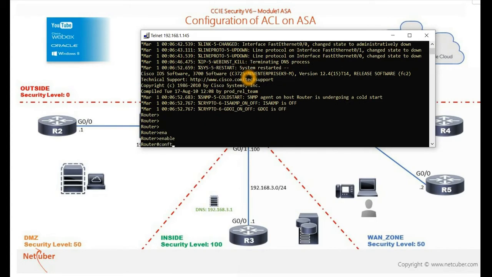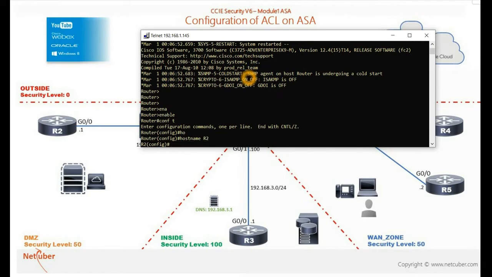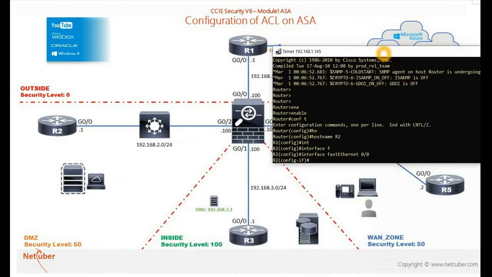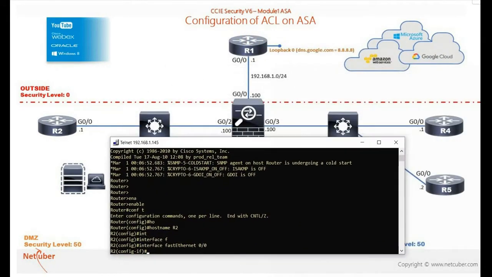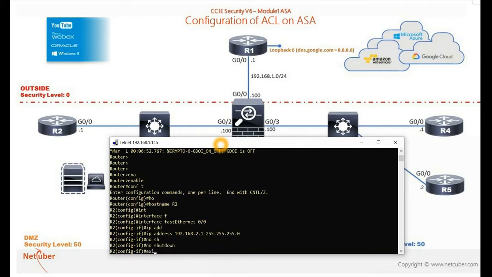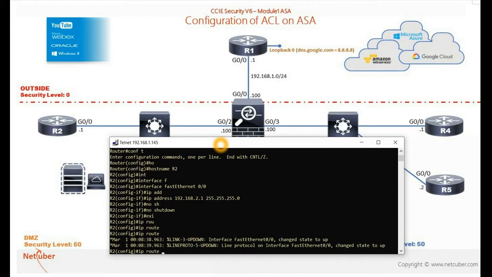We are in R2. Hostname R2, FastEthernet 0/0. So R2 is in the DMZ zone, and it has IP address 192.168.2.1/24, and I need to create one static route. It will be a default route towards ASA.